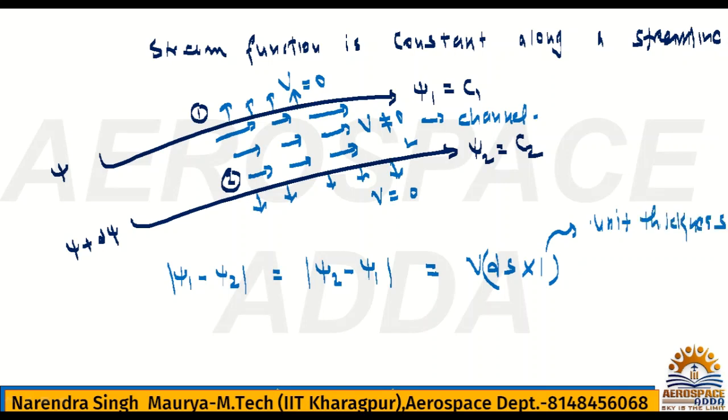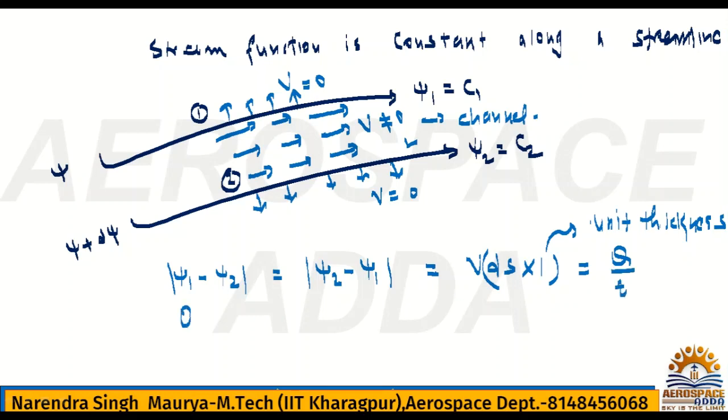One means unit thickness. So this is what v into ds. So this is basically what is the velocity into area? Velocity into area is nothing but discharge, but here I have taken unit thickness, so it will be like a discharge per unit thickness. Hope you understood this. So this is what? Discharge per unit thickness. All right, or this I can write q divided by t.